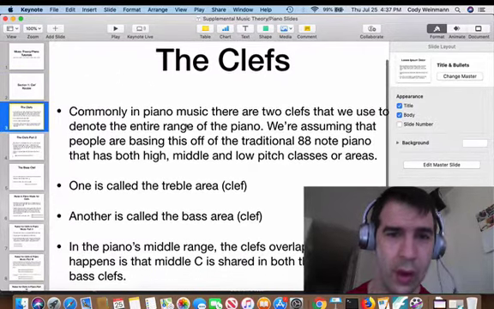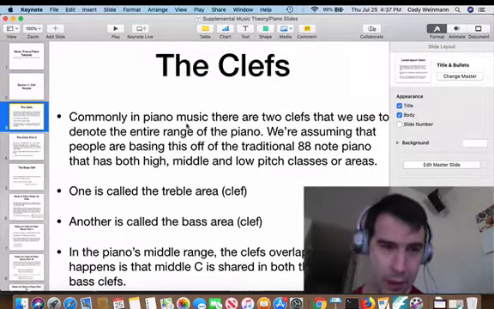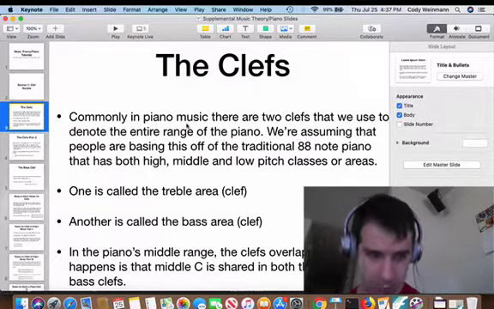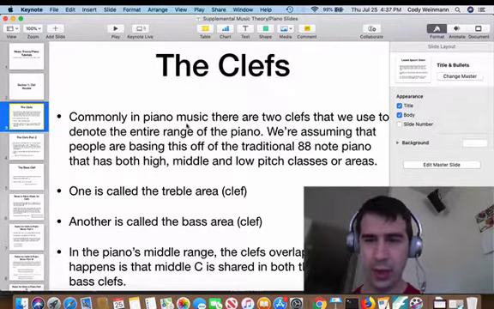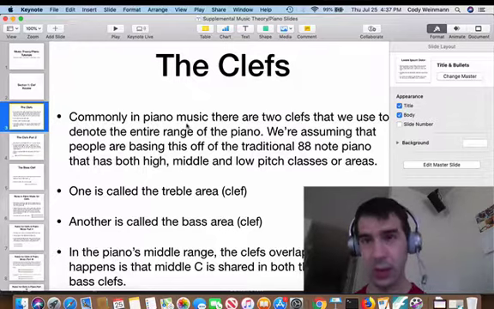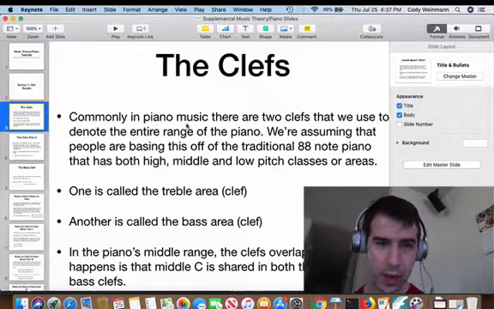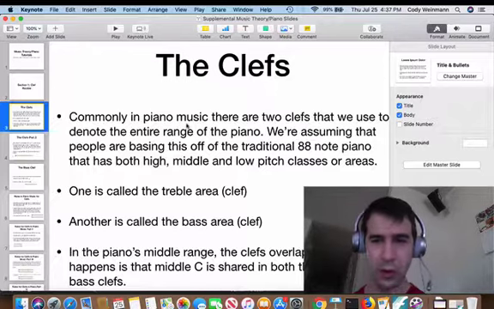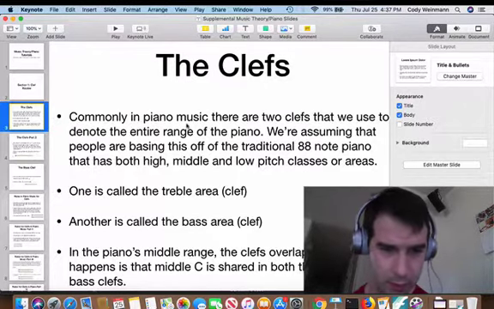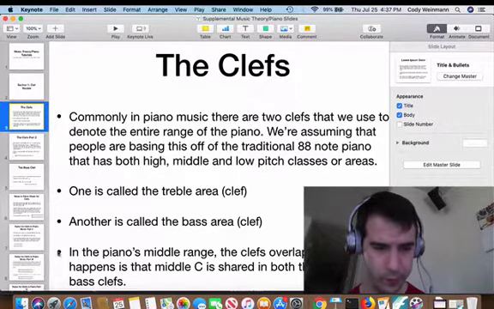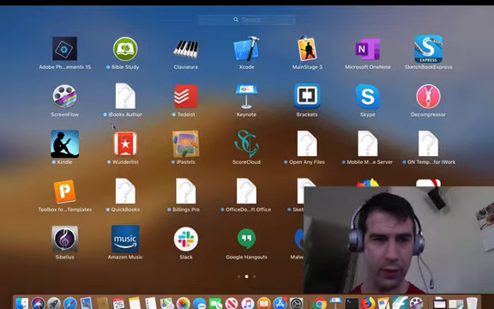Alright, so the clefs. Commonly in piano music there are 2 common clefs that we use to denote the entire range of the piano. We're assuming that people are basing this off of the traditional 88-note piano, which is basically the original acoustic piano that we know and love. The original 88-note piano has high, middle, and low pitch classes or areas. Okay, so when you look at the piano here, let's pull up the claviatura.